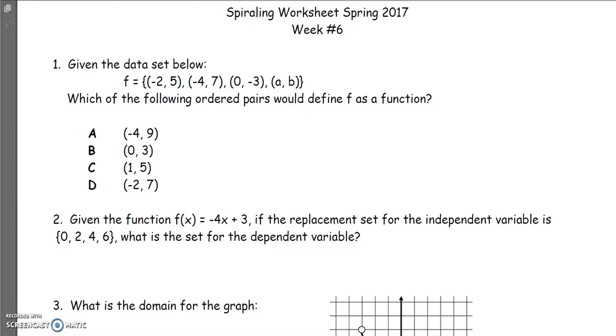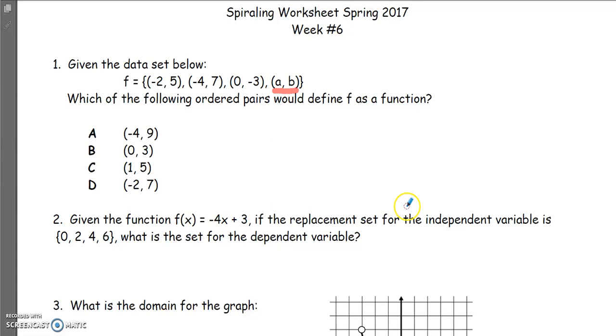Okay, we're going to go over the spiraling worksheet, week number 6. Number 1 says, given the data set below, f equals (-2, 5), (-4, 7), (0, -3), (a, b). Which of the following ordered pairs would define f as a function? So we are trying to figure out which one of these ordered pairs, if I replaced a and b with one of these ordered pairs, would this still continue to be a function?